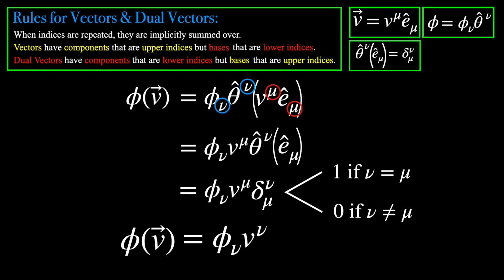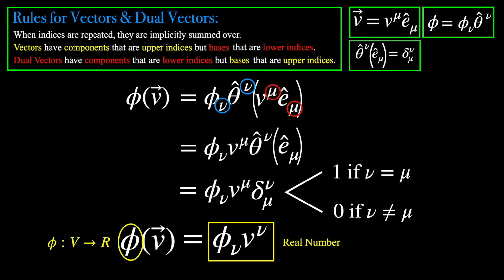And we finally get to our desired result, a way to express a dual vector acting on a vector. And this makes perfect sense. The expression on the right is a sum of the product of components of the dual vector and vector, so it must be a real number. And remember, phi is just a linear functional, which is a map from a vector space to the real numbers. So we indeed get that phi maps the vector v to a real number.